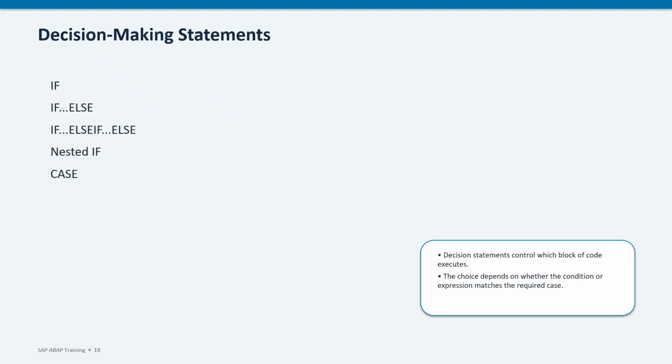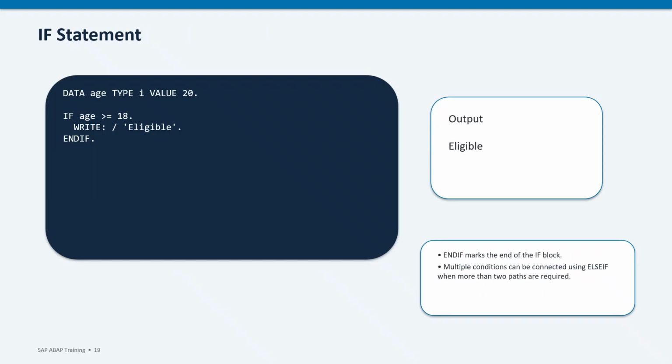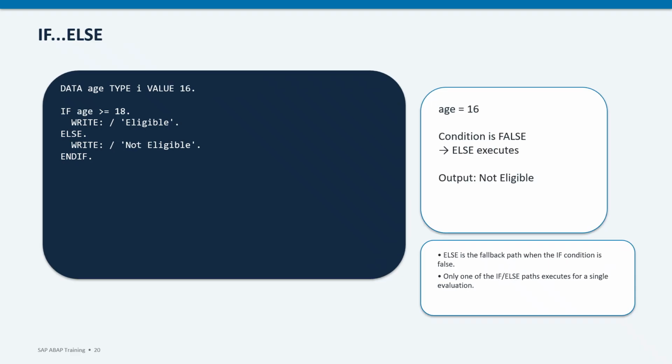For example, here is an IF statement example. You can see age, type I, integer, value 20. If age is greater than or equal to 18, then the output comes, eligible, because that condition is true. If the age is less than 18, this statement will not work and the output will not come this way. And the second example is IF ELSE.